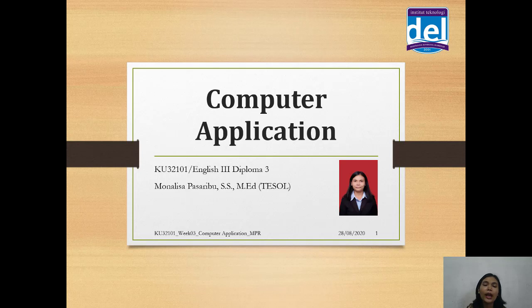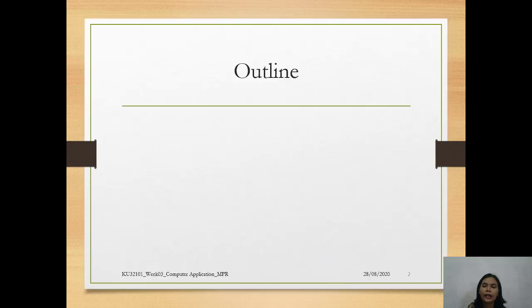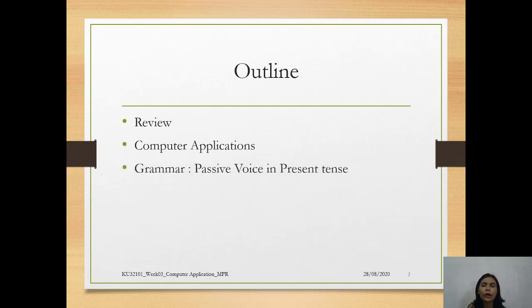Okay, so now we will move on to the next topic. It is about the computer application. The outline for this week: we're going to have a very quick review of last week's material, then we'll have the discussion over the computer applications, and after that we'll discuss the grammar point for this week, which is about the passive voice in present tense. So let us check the review first.